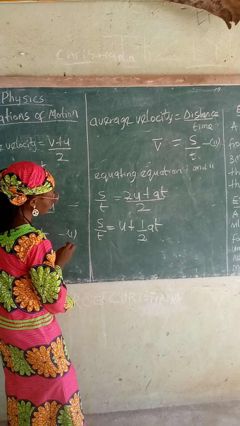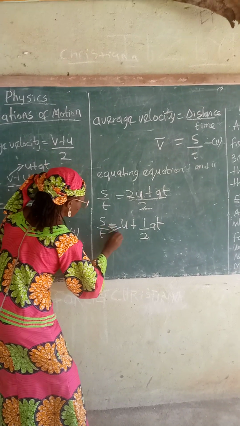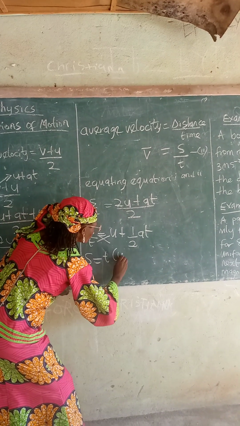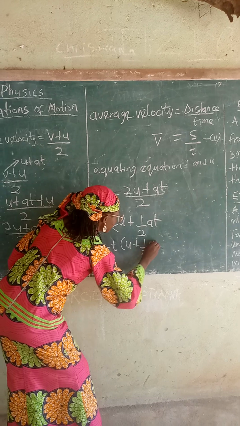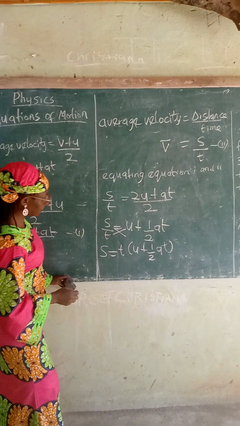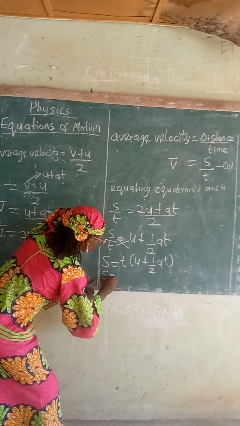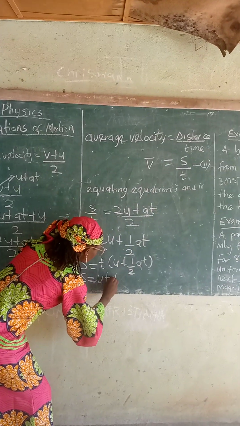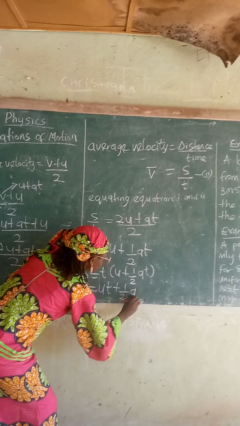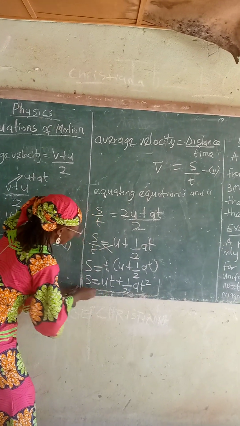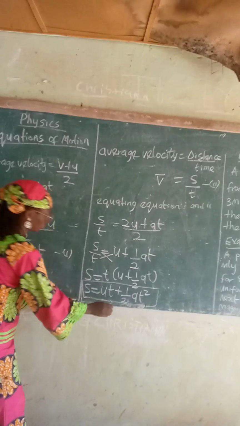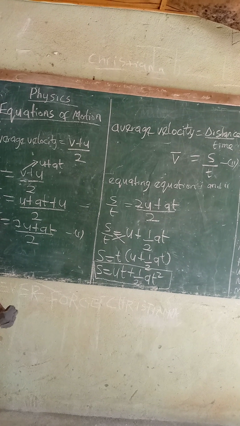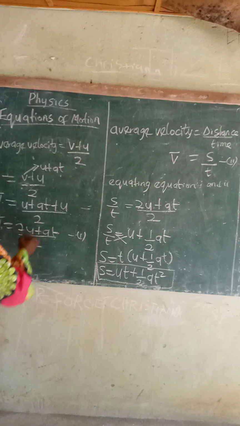Now, if we cross multiply from here, we have S is equal to T into u plus half at. Let's open the bracket. If we open the bracket, we'll have S is equal to T times u, we'll have ut. T times this, we'll have plus half at squared. This is the second equation of motion. S is equal to ut plus half at squared. The third equation of motion.